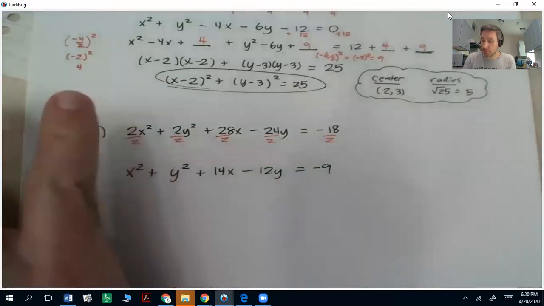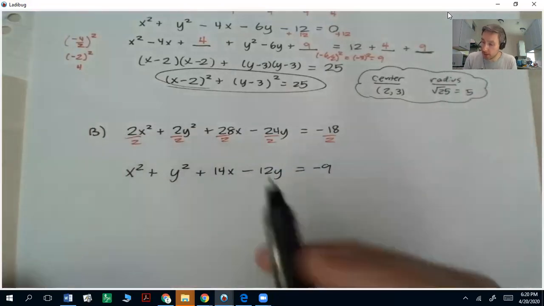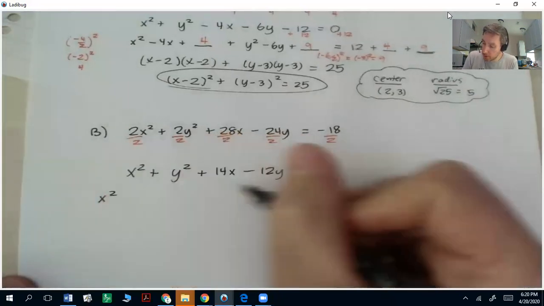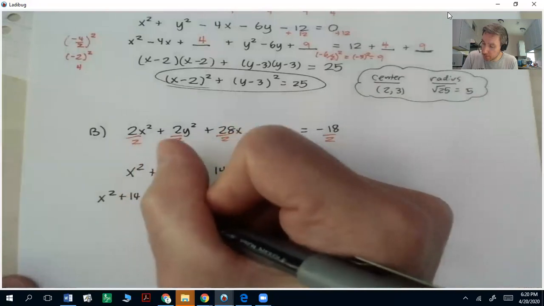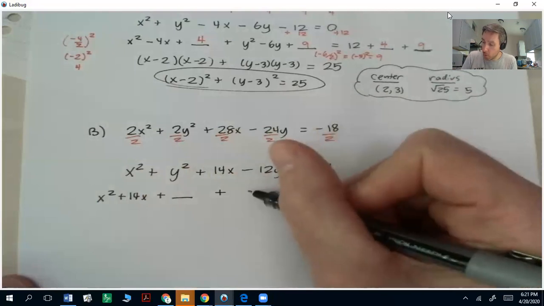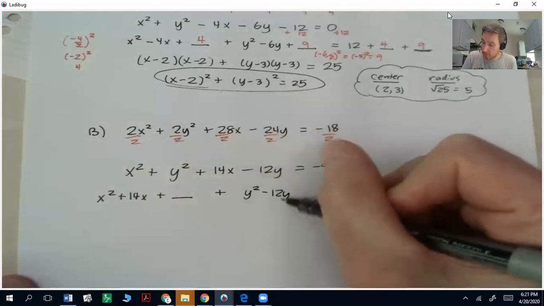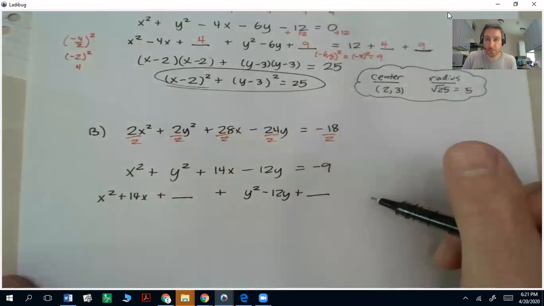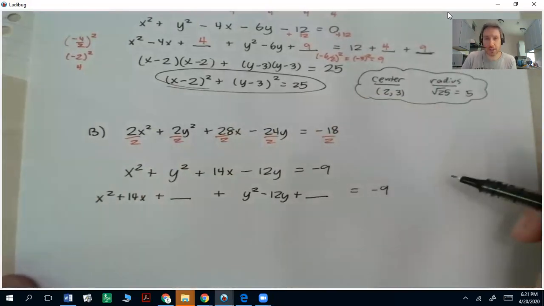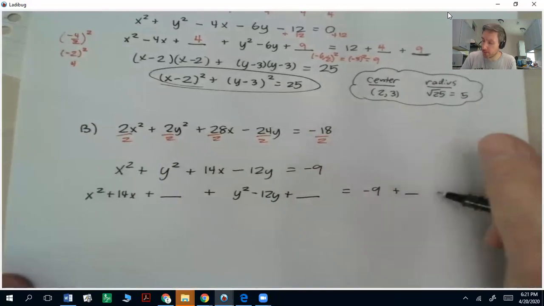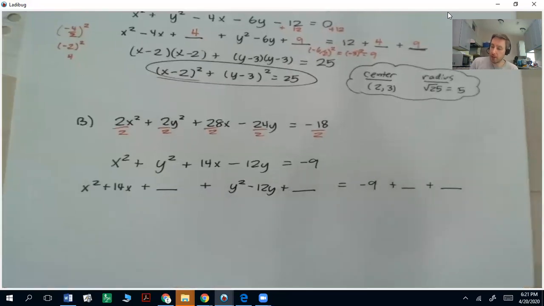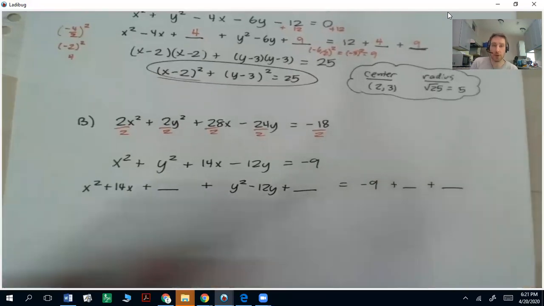We want to rearrange, so we will put the x squared plus 14x together and leave a space afterward. Y squared minus 12y, leave a space afterward. And our negative 9 is already over to the right side. So we're going to leave it, but we are going to put 2 spaces after that. So get your frame set up, and then you can complete the square and get it factored and brought down.